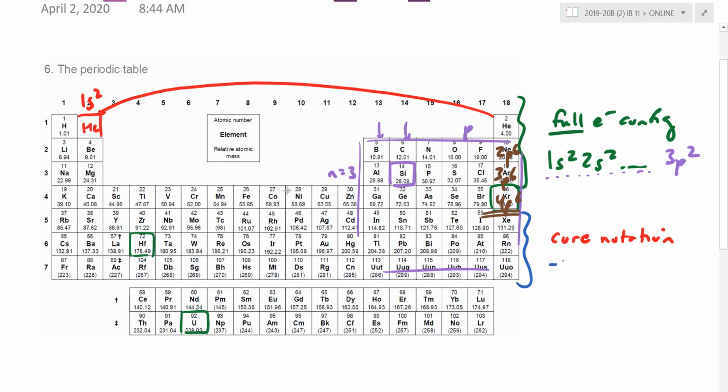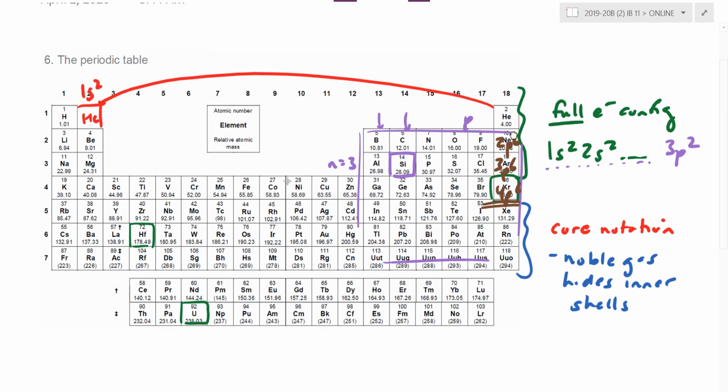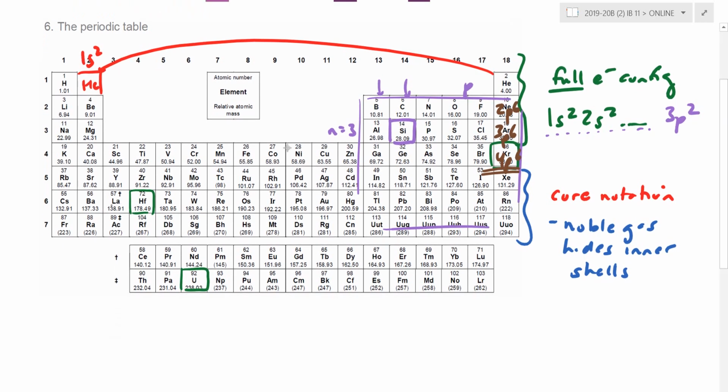So just recap again. For core notation, we use the noble gas. It hides any inner shells. And those inside shells are bound to be full because we're pretending things are in the ground state. So those are all hidden away. It got a little bit scary towards the bottom here. I did the 6s row with you. Let me do an example.